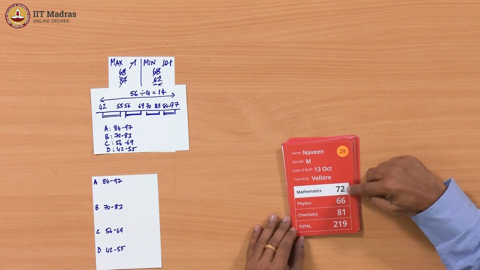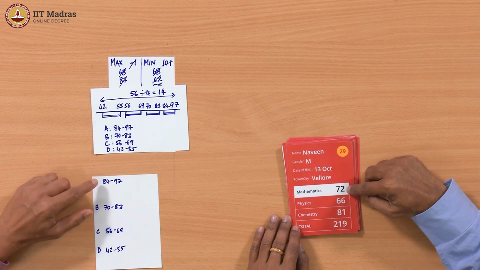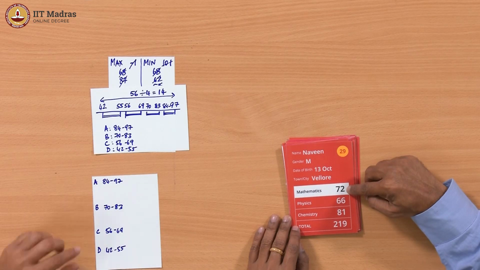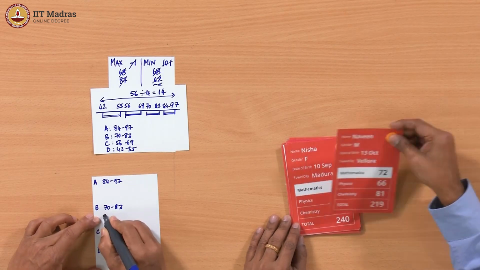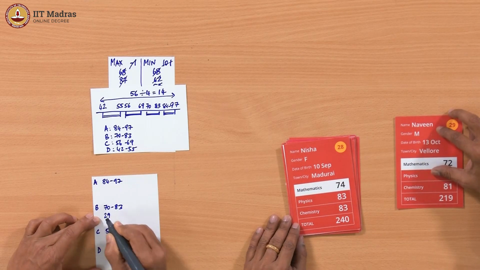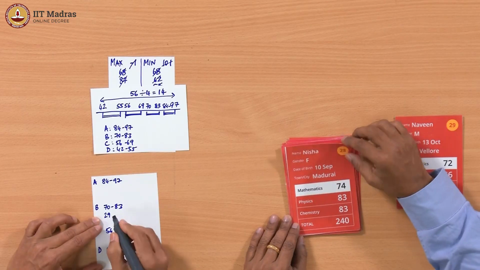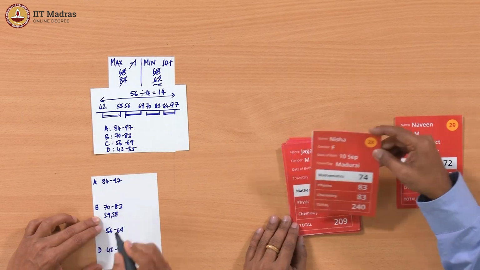So 72 is the first mark. Now we have to compare it with each of these, but it falls into the B grade. That is the first card here, which is card number 29. So I'll just write 29 now. 74, which is again in the same B grade. This is card number 28.